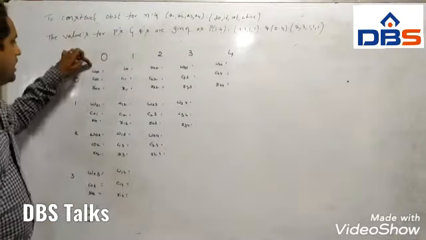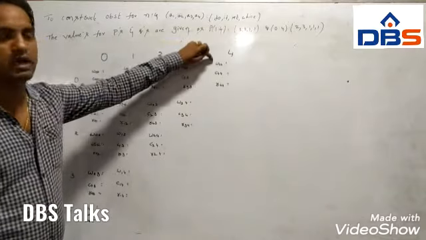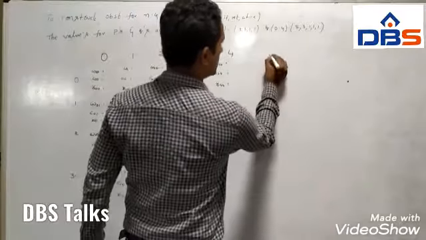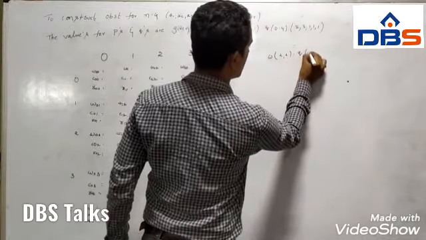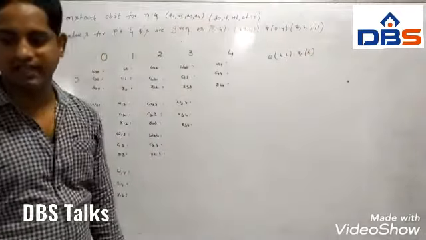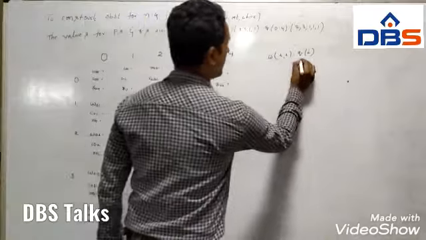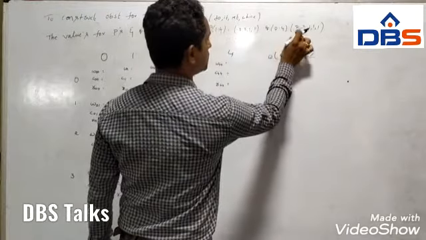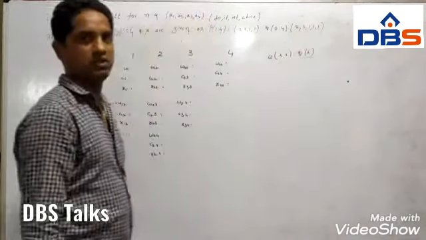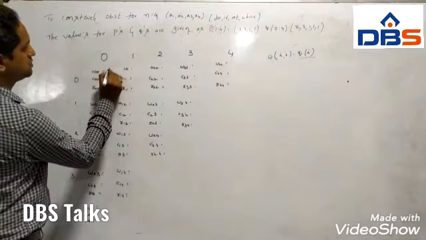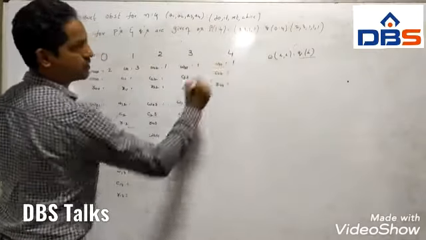First of all, initially W00, W11, W22, W33, W44. Initially you can assign W of i comma i equal to Q of i. Q of i means these are the values of Q of 0 is 2, Q of 1 is 3, Q of 2 is 1, Q of 3 is 1, Q of 4 is 1. So initially you can assign the values 2, 3, 1, 1, 1.